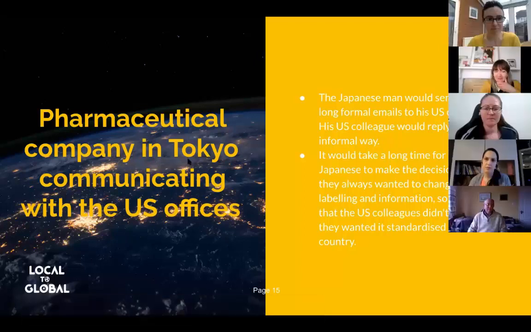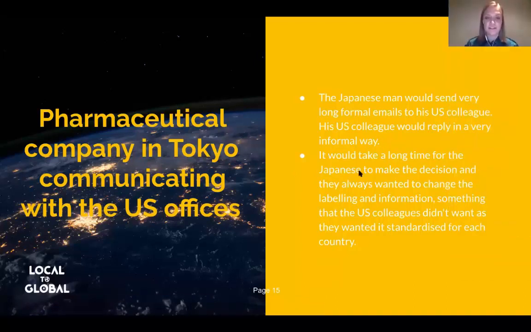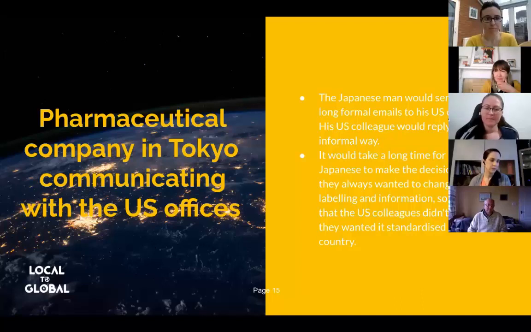And also from corresponding with our contact who shared this case study with us, he mentioned that the Japanese team needed to get the approval from the Japanese health authority, and it would take a long time because of the decision making. They did want to change the labeling information because it was appropriate for the country they're operating in. But the US office just wanted to get results and didn't understand that there was a process that they had to go through. And also, as you mentioned, Joe, there was a hierarchy as well.